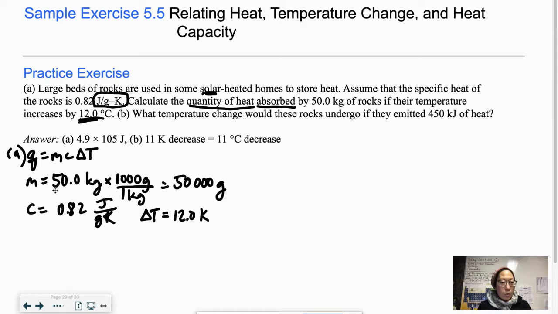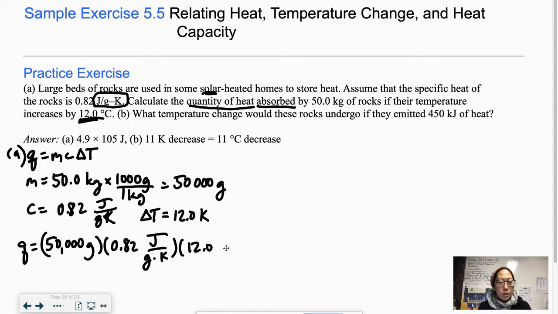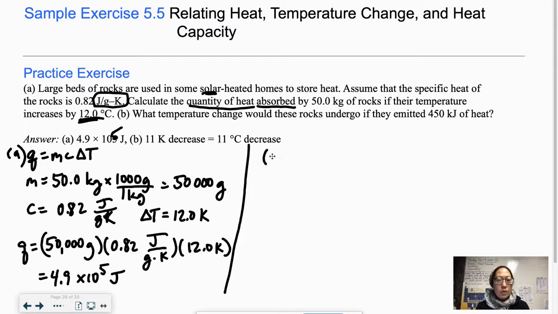All right, so now we just need to plug and chug this in. So Q equals 50,000 grams times my specific heat, 0.82 joules per gram per Kelvin, and then 12 Kelvin. Then I multiply this out, and I get 4.9 times 10 to the 5th joules. And there's our answer right there. So that's part A, the amount of heat necessary to raise the temperature 12 degrees.